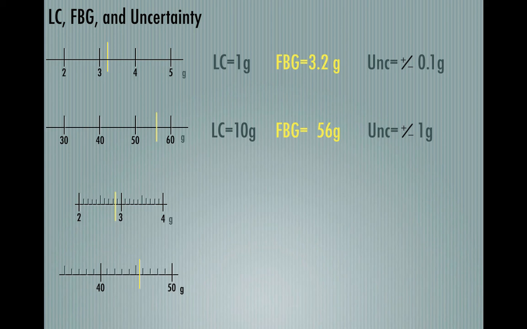Adjacent is the 3 and the 3.1, right? So 3.1 minus 3 is 0.1. 3.5 minus 3.4 is 0.1. So the least count in this case is 0.1. Even though the tick marks aren't numbered, they are there, so they have value. And so you could pretend they're numbered. So the least count in this case is 0.1 grams.